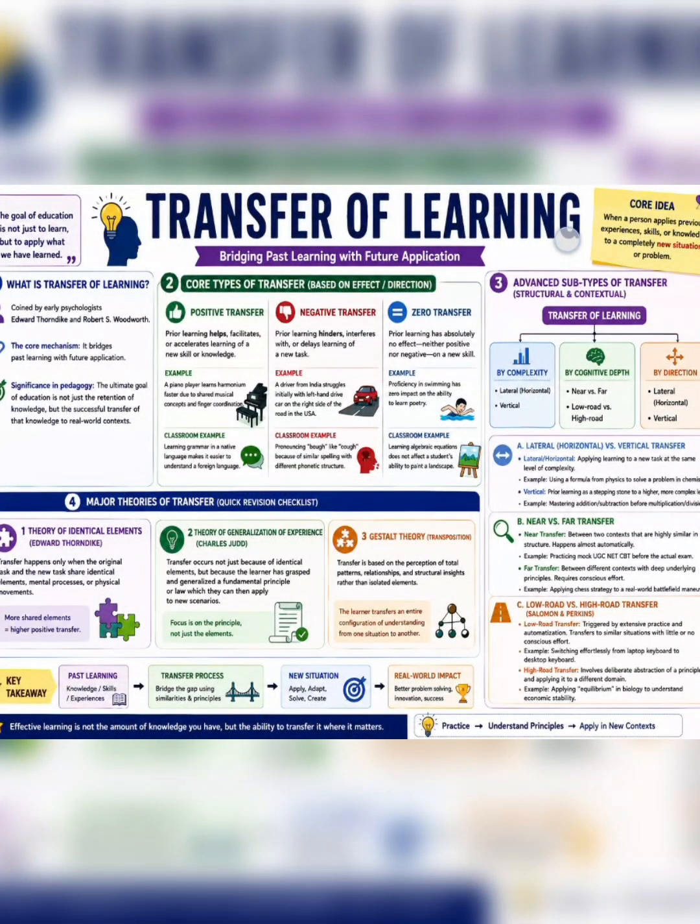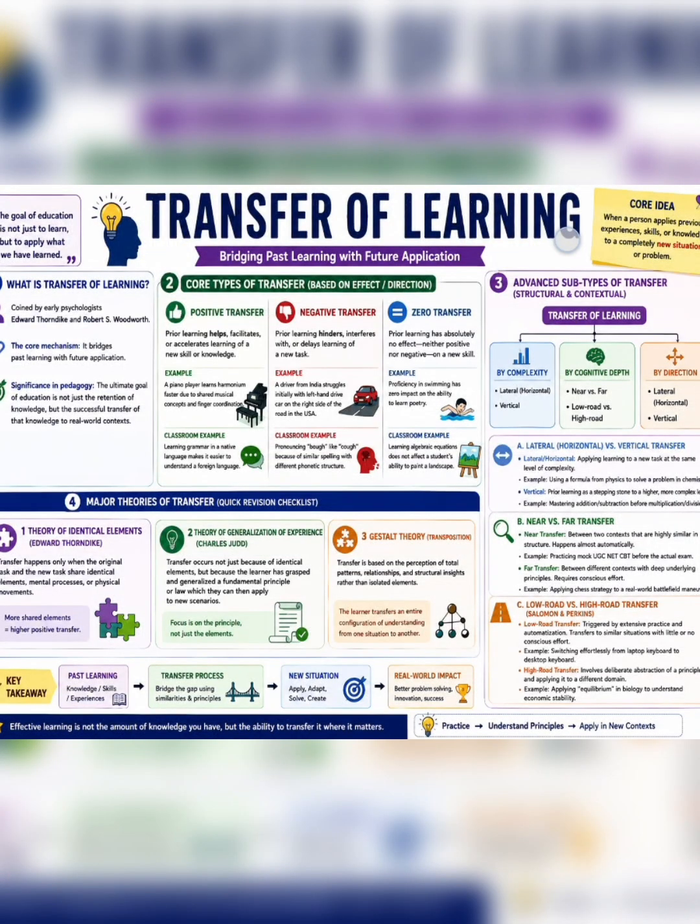So next we have the transfer of learning. So what is it? Coined by the early psychologists Edward Thorndike and Robert S. Woodworth, the core mechanism is to bridge past learning with future application. There are three core types of transfer of learning.